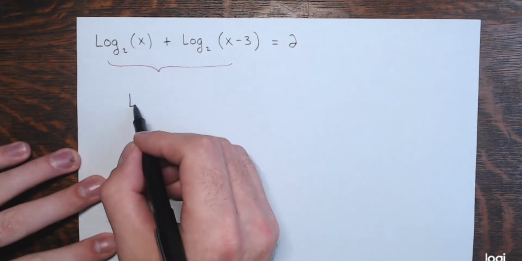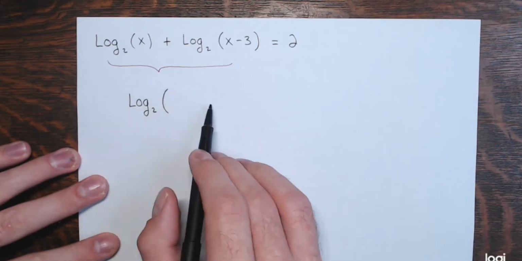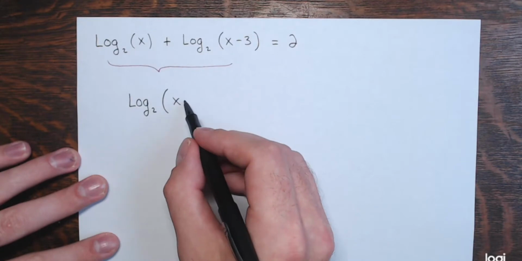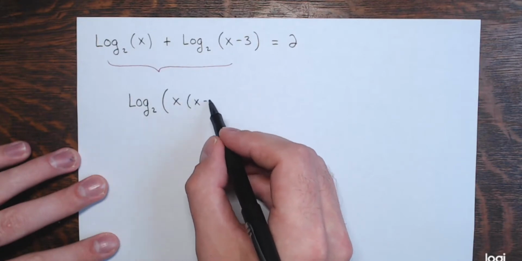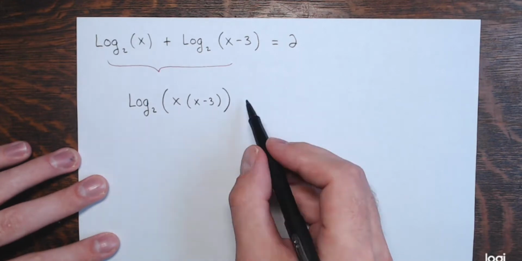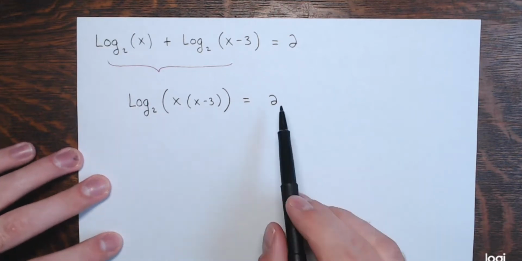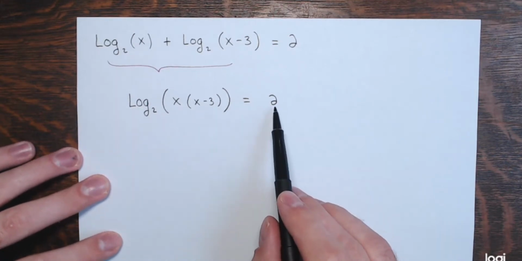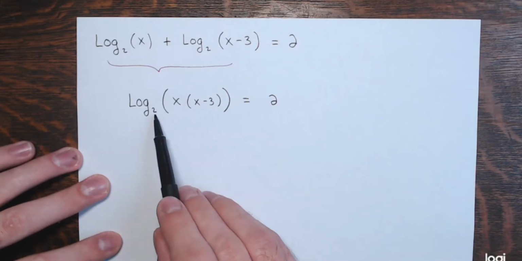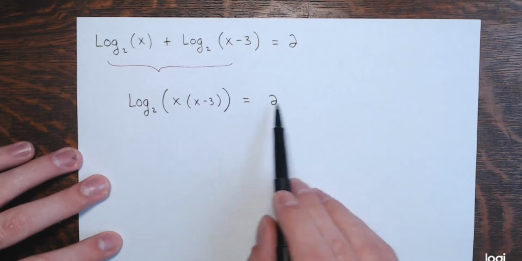So this becomes a single log, the log base 2, of the product of these arguments. So x times the quantity x minus 3, all of that inside the log, the product. And then I have equals 2. Now, you could express this as a logarithm as well. 2 is the log base 2, with the same base as I have on the left side, of 4. But say you didn't see that.